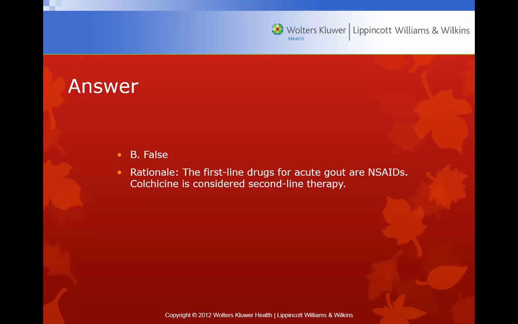Colchicine is considered second-line therapy, not first-line. On your memory chip on page 479, the most common adverse effects are related to the GI system. The most serious adverse effects are blood dyscrasias, including bone marrow suppression. And the most important patient education is related to diet and alcohol restrictions.